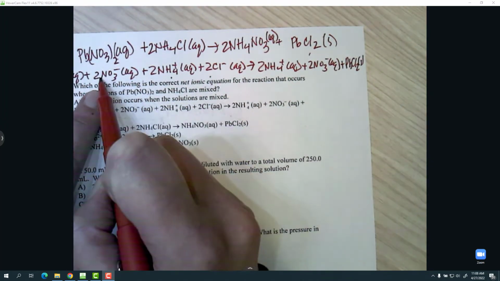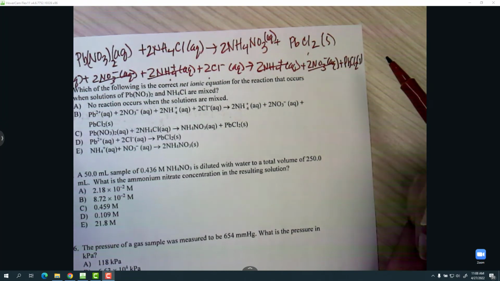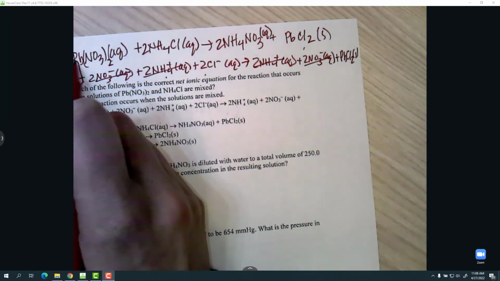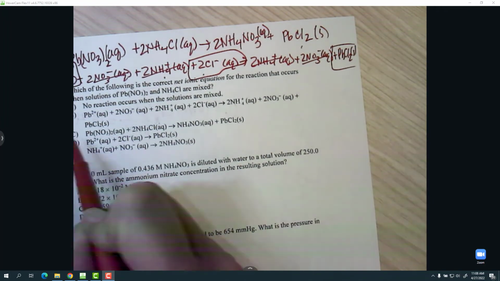So I've got the nitrates cancel, the ammoniums cancel, and what's left is my net ionic. So lead, chlorine, and lead chloride. And that looks like D.